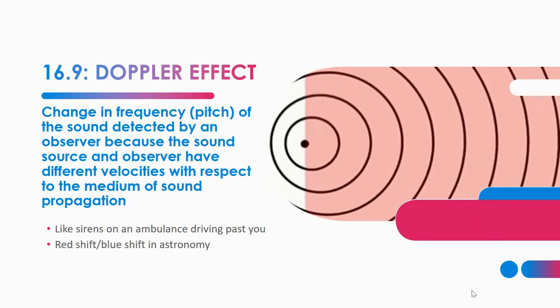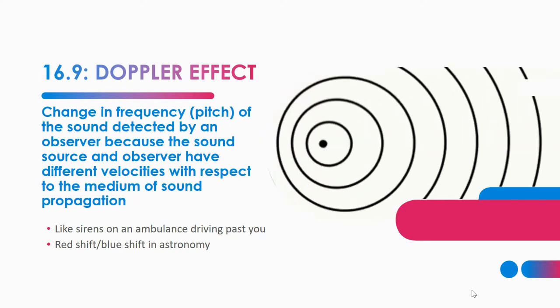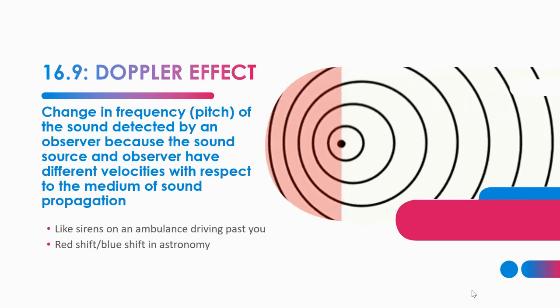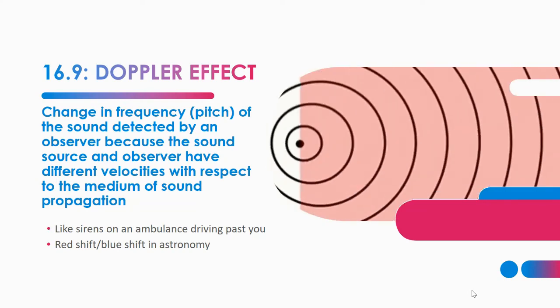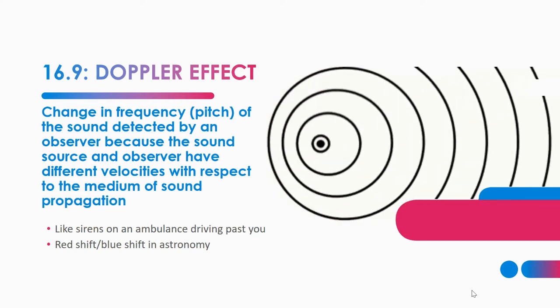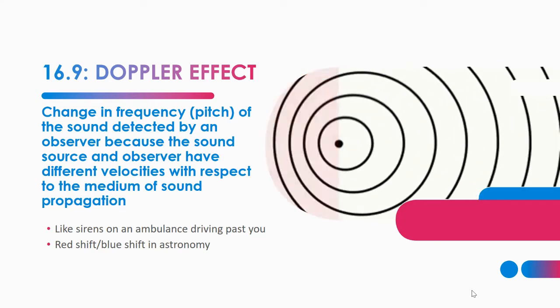Another example of the Doppler effect is in astronomy, something called redshift and blue shift. So, a brief explanation of that, because it is really interesting, is that we think of the Doppler effect in regular everyday life. We experience that with sound waves, but the Doppler effect also works for light waves.